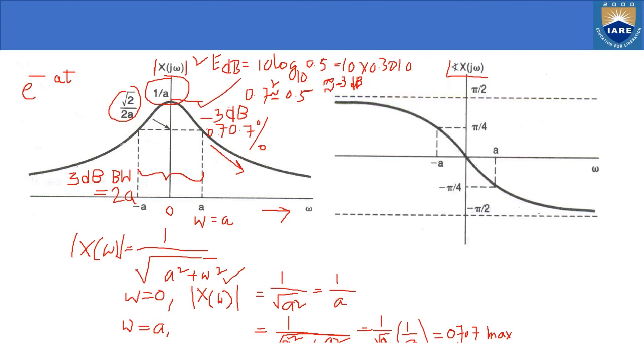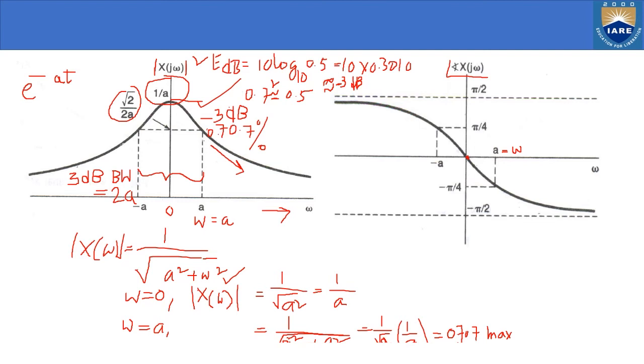At the middle point, the phase is 0. That means the DC value, omega equal to 0 means DC. So DC has no phase, so it is 0 always. And at omega equal to A, this is called the 3 dB point. At this 3 dB point, you have minus pi by 4.